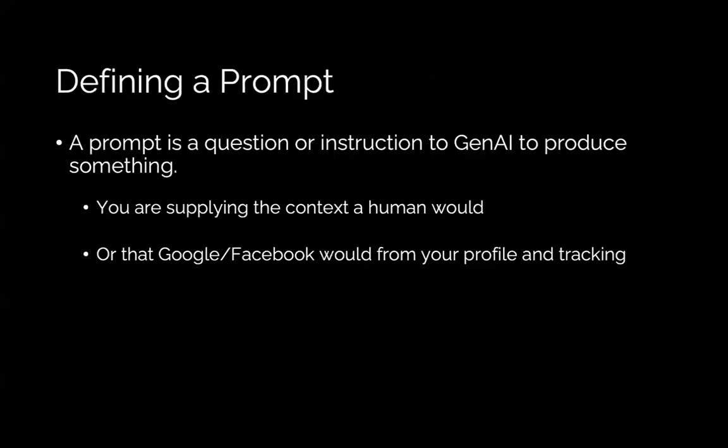So we've talked about what a prompt is. It's a question or an instruction to generative AI to produce something. You're supplying the context that a human would. You usually want to put more in your prompt than you might with someone you already know. Because in the case of Google, in the case of Facebook, they're often providing a lot of context that the LLM doesn't have right now.